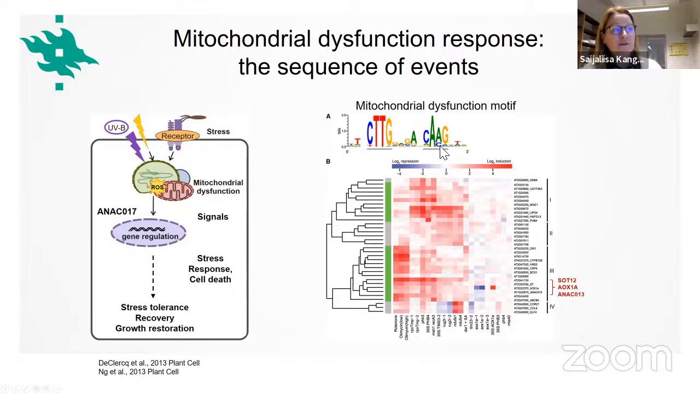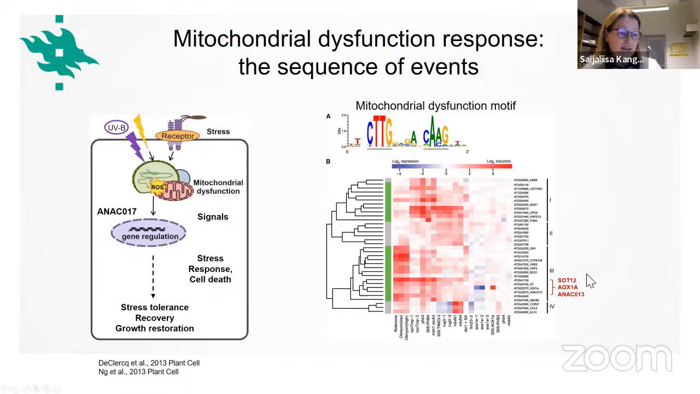And this motif is essentially bound by the NAC17 transcription factor. So the NAC17 becomes activated. It's actually released from the ER membrane in response to these organellar stress responses. It enters the nucleus and binds this mitochondrial dysfunction motif, leading to activation of certain defense-related genes.